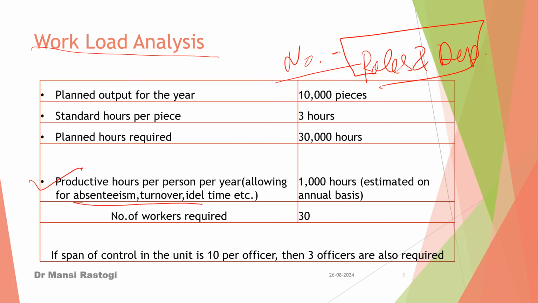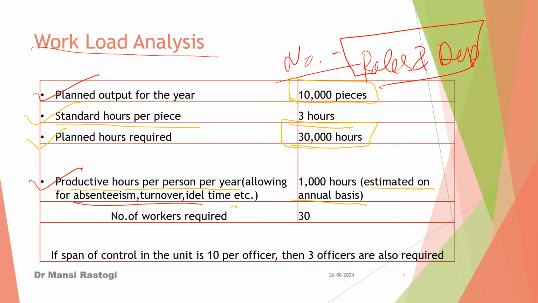As you can see in the slide, the first one is planned output for the year, that is 10,000 pieces. Standard hours per piece, 3 hours. Then planned hours required, how many hours are required for this particular output? 30,000. And these are the productive hours per person per year, allowing for absenteeism, turnover and idle time. So 1,000 hours we have estimated on an annual basis.